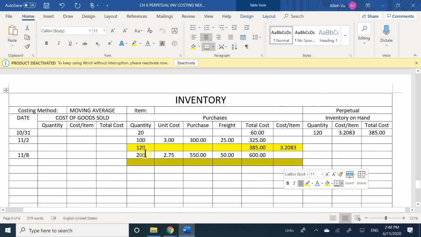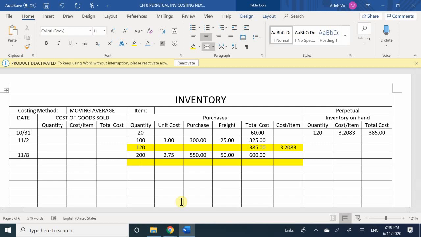So, what is 120 plus 200? 320. Okay. And then here, what is 385 plus 600? 985. 985 is correct. And now, what is my average cost per item?